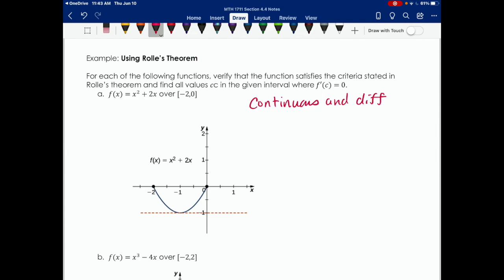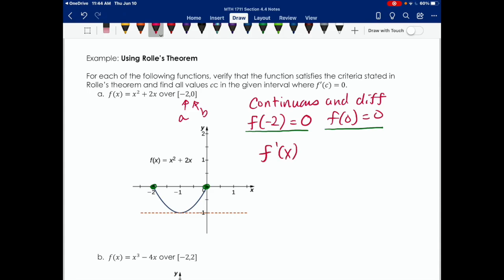continuous and differentiable on that interval, -2 to 0, so it works. We also have to verify that our endpoints have the same y value. If I plug in -2, I'm going to get out 0. That's my first endpoint, that's my a. Here's my value of b on my interval. If I plug in f of 0, I get 0. So my f of a is equal to my f of b, and my endpoints have the same y value. So now we have all the criteria met stated in Rolle's theorem.